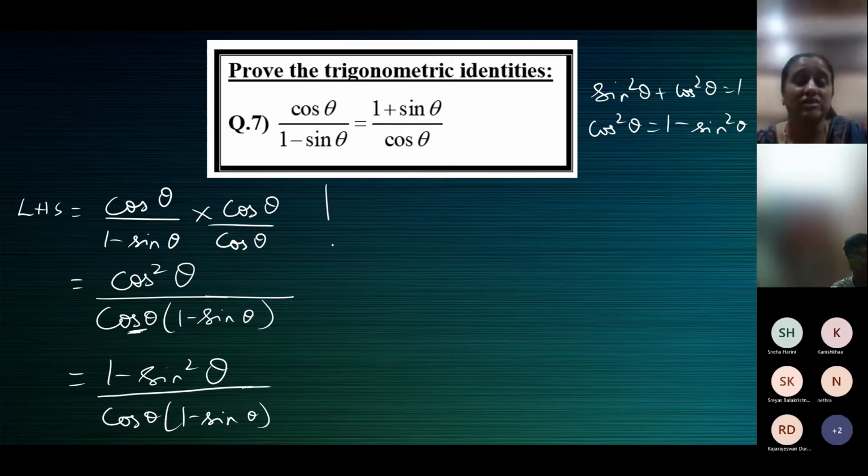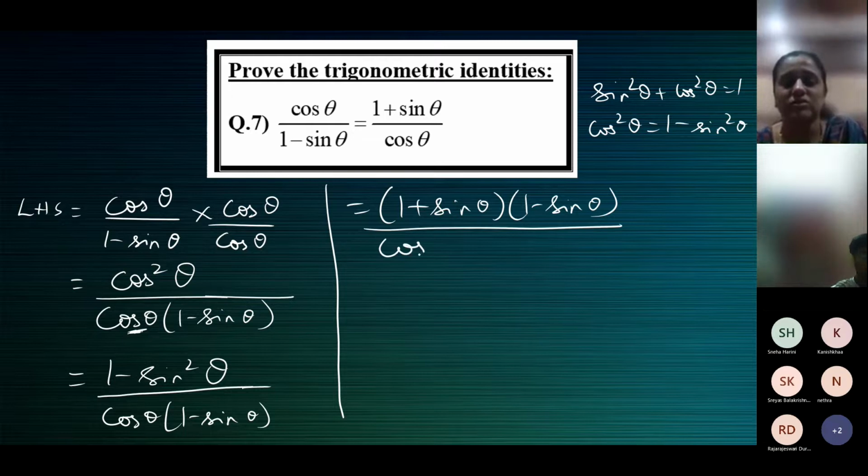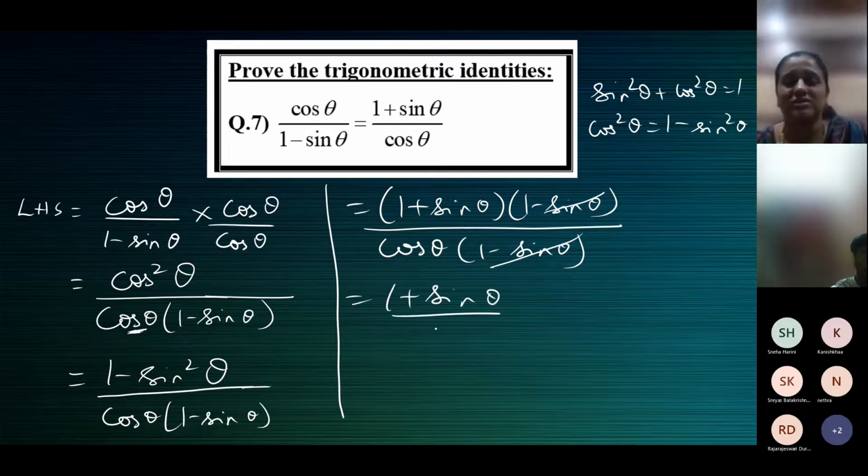Okay, now what is your next thing? You see that the denominator is only cos theta in the RHS. In the RHS, the denominator is cos theta. So that means you don't want this 1 minus sin theta. Look at the numerator. It's in the form a square minus b square. So you can write it as a plus b into a minus b. 1 plus sin theta into 1 minus sin theta divided by cos theta into 1 minus sin theta. So now this gets cancelled and 1 plus sin theta in the numerator and cos theta in the denominator remains, which is the RHS.